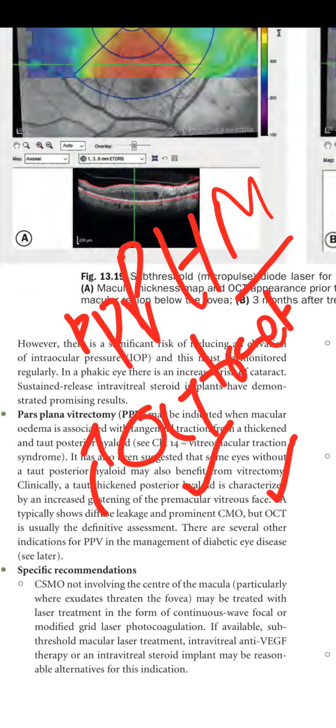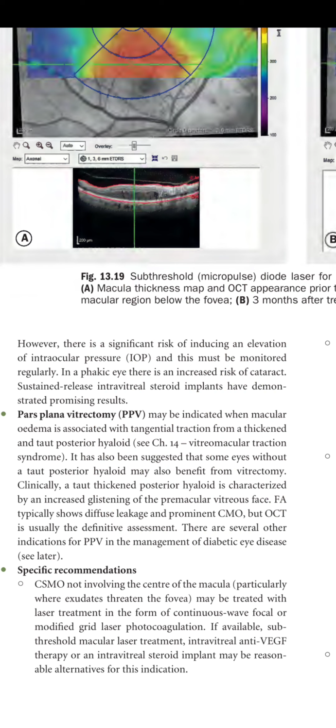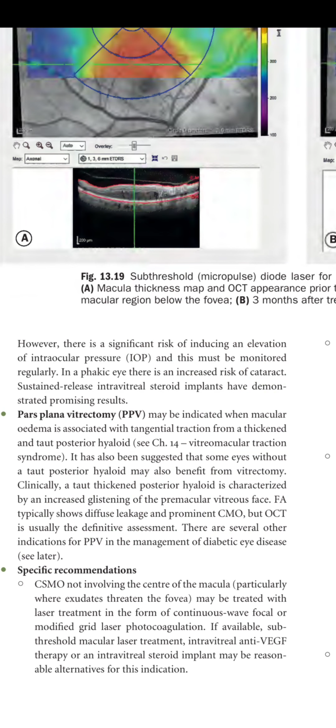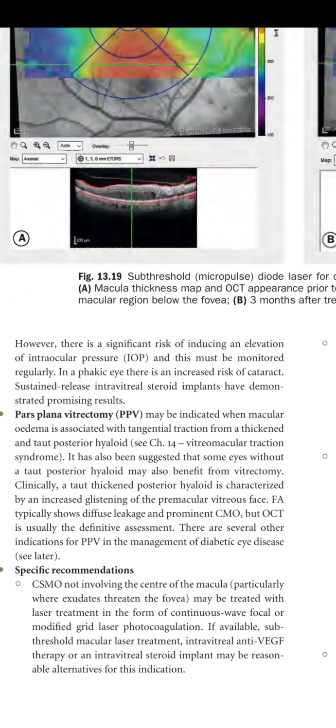There are several other indications for PPV in the management of diabetic eye disease. Specific recommendations: now we have discussed all types of treatment options for a case of diabetic macular edema. So now we will see in what case how we will treat the patient and what medication or treatment we can use. If there is clinically significant macular edema which is not involving the center of the macula, particularly where exudates threaten the fovea, it may be treated with laser treatment in the form of continuous wave focal or modified grid laser photocoagulation. If available, subthreshold macular laser treatment, intravitreal anti-VEGF therapy, or intravitreal steroid implant may be reasonable alternatives for this indication.